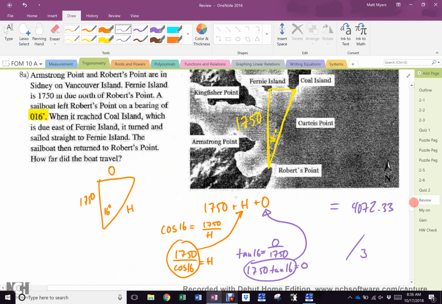And then, can I erase all this? It's been recorded. Can I erase it? Because I've got to use the map to do the next question. Is that okay? All right.